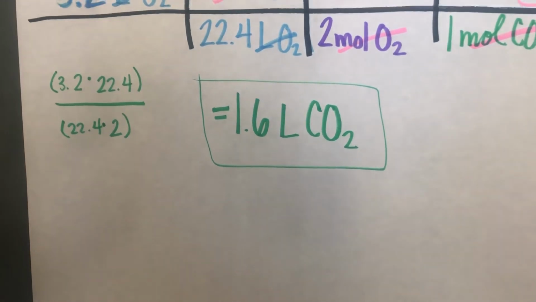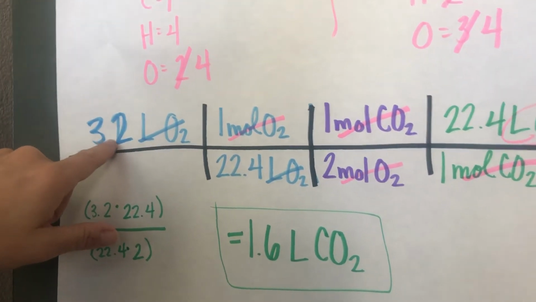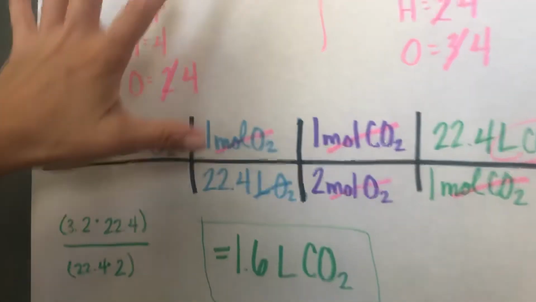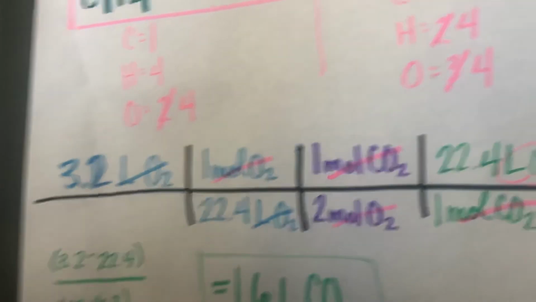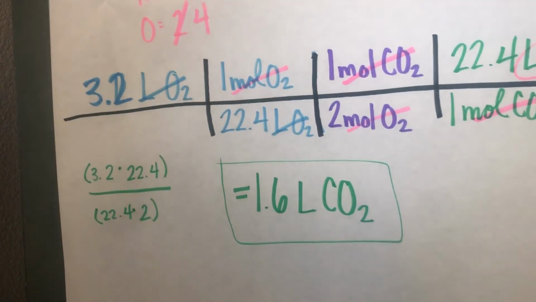So if 3.2 liters of oxygen gas are consumed in this combustion reaction, we will be able to produce 1.6 liters of CO2. Hopefully that helps you in solving these problems. Let me know if you're having issues with mole to mole or gram to gram, because I can easily walk you through a couple of those problems as well.